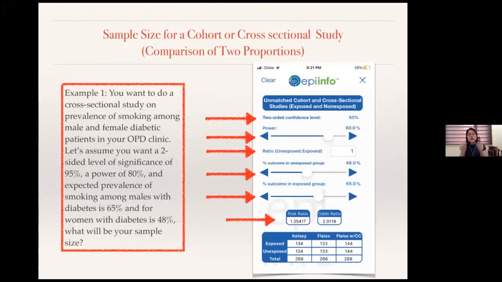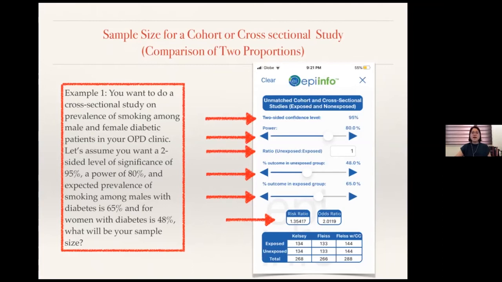No? So once you click already, kunyari the paper said 2, then when you moved it, umabot na sa 2, stop ka na doon. Disregard kung ano man yung number dun sa percentage outcome. Basta meron ka na yung correct na odds ratio.